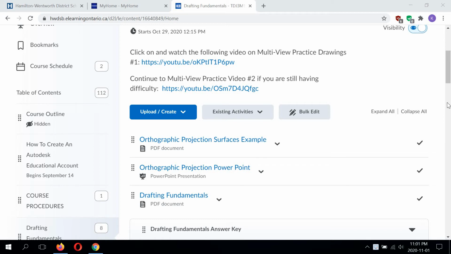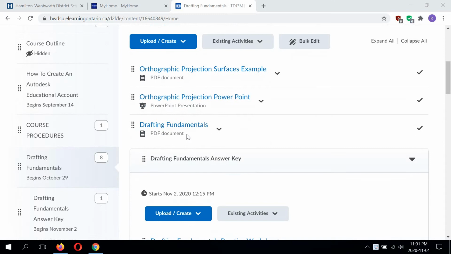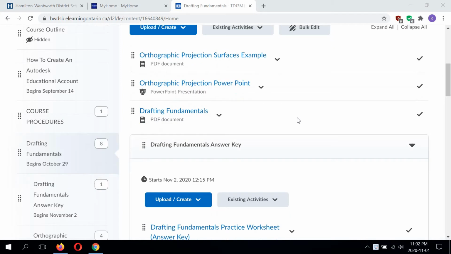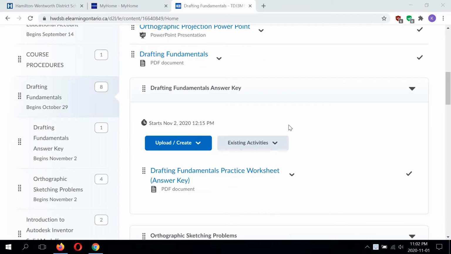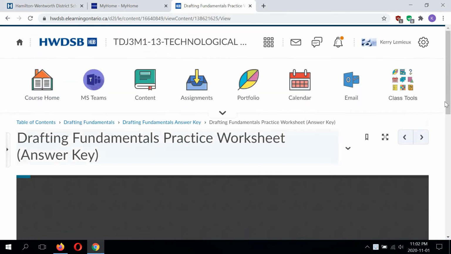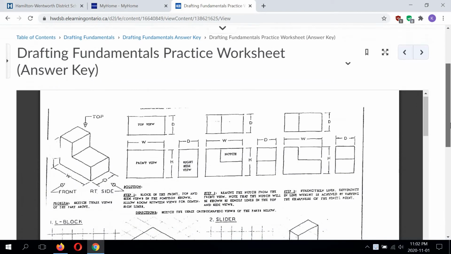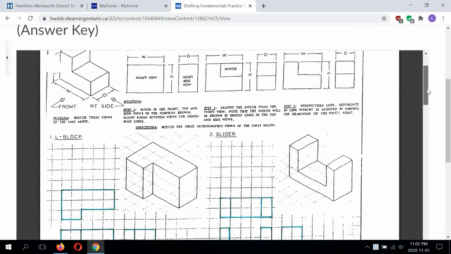Hello everybody. This lesson is going to pick up where I had last left off, where I'd given you the practice exercise called Drafting Fundamentals to work on. And that was a front and backside assignment. What I'm going to be doing first today is reviewing the answer key for that assignment. So I'm going to be clicking here and we're going to be taking a look at the results.